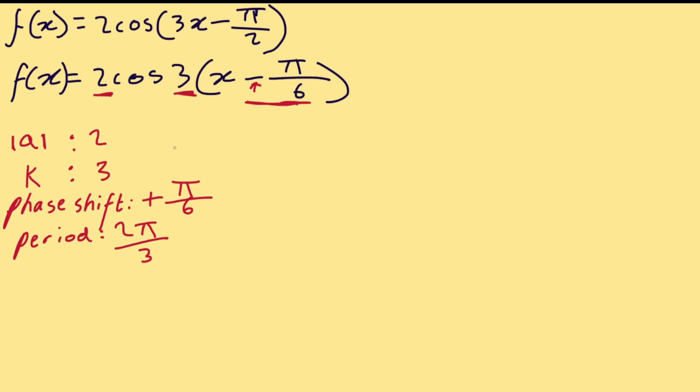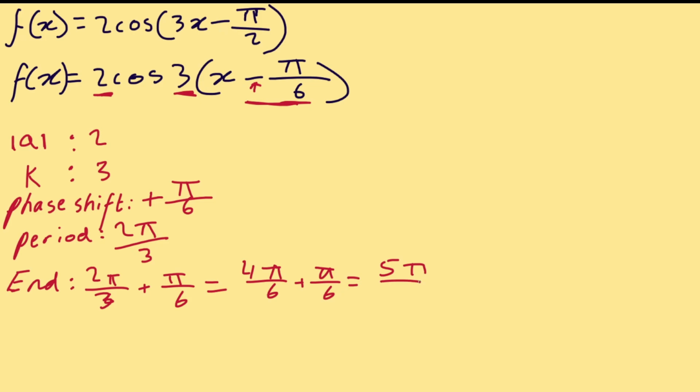Now, something I like to do when there's a phase shift involved is I like to find the endpoint of the graph of one period. And you can do that by adding the period to the phase shift. So we'll just write end is 2 pi over 3 plus pi over 6, which is 5 pi over 6. Now we can start graphing.